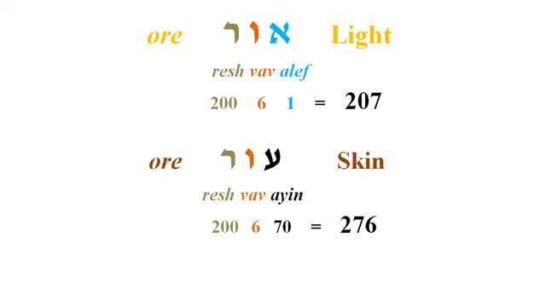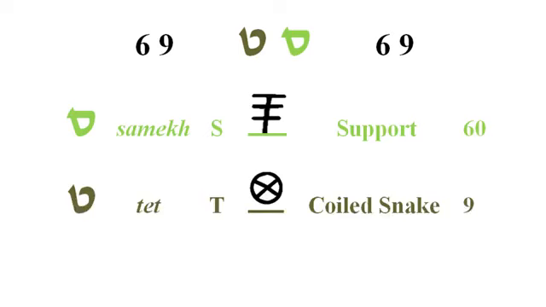And if you take the difference, they were clothed in light, and now they're clothed in skin. The difference is 69, okay? And how do you get 69 in gematria? It's a samek and a tet.